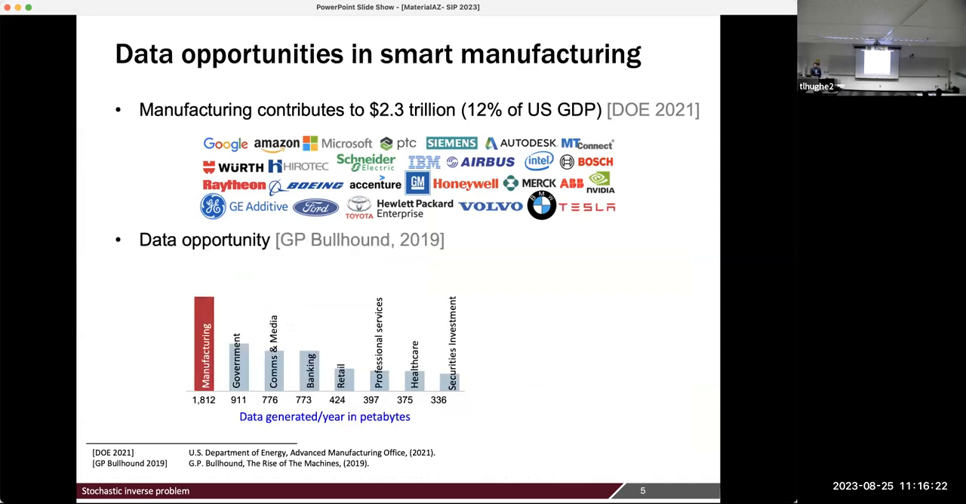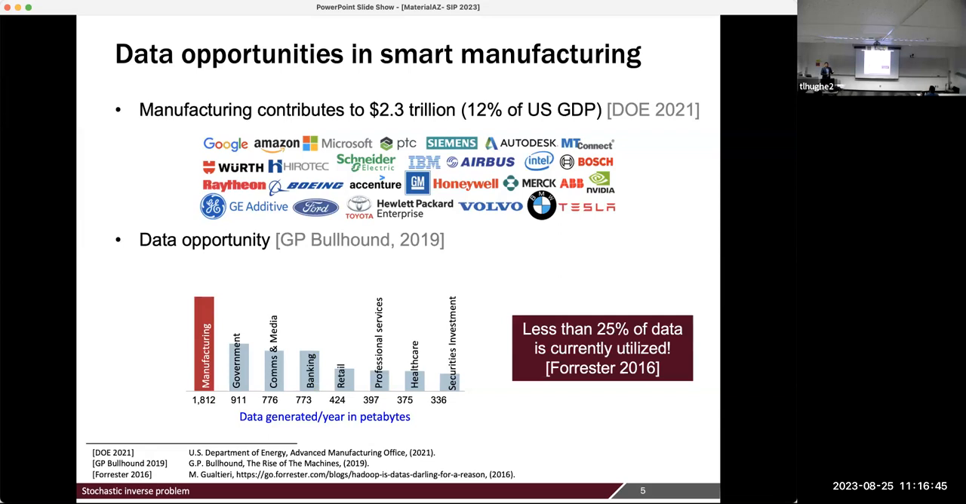But the real opportunity in manufacturing is the data opportunity. This is a slightly older statistic, but even at that time, manufacturing was producing roughly 1.8 billion gigabytes of data. That's more than government and communication and media combined. A lot of this data is not used. In fact, statistics say that roughly 25% of the data is currently harnessed in any decision making. But the real question is, what can we really do with the data? That's the focus of my talk today and my research as well.